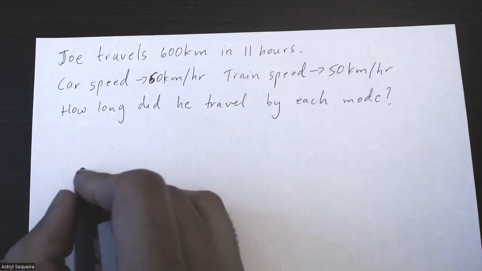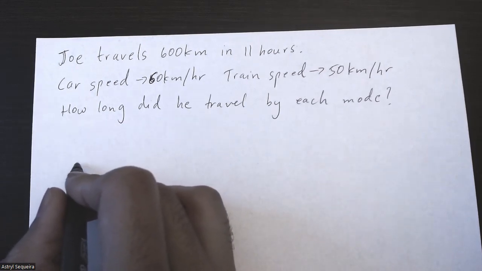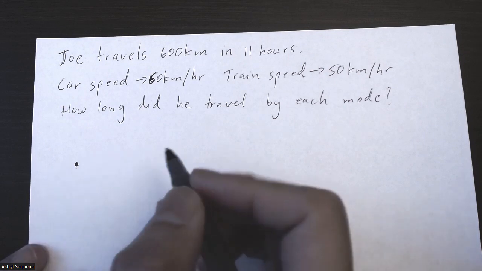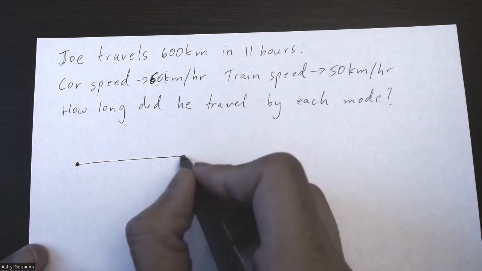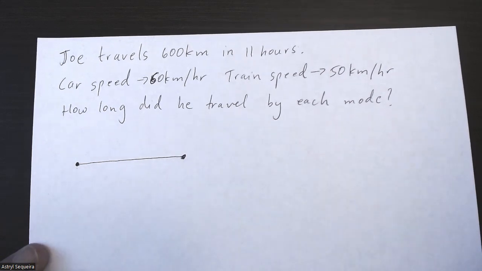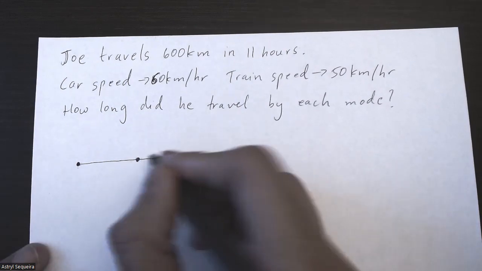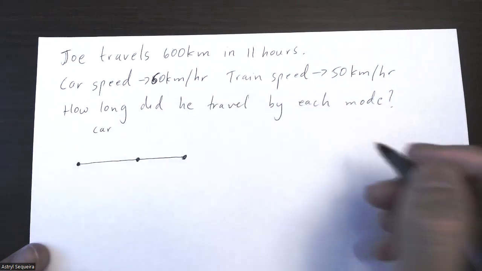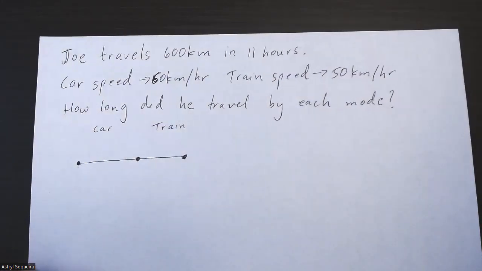First thing is, I want to do a little sketch of this situation over here. Now, there's a lot of different ways to solve this problem, but I'm going to show you the way that I like to solve, which I find is extremely easy. So let's assume this is Joe's trip over there. And let's say he travels some distance by car and then the rest of the distance by train. We don't know which one is longer or shorter, so you can put that anywhere.